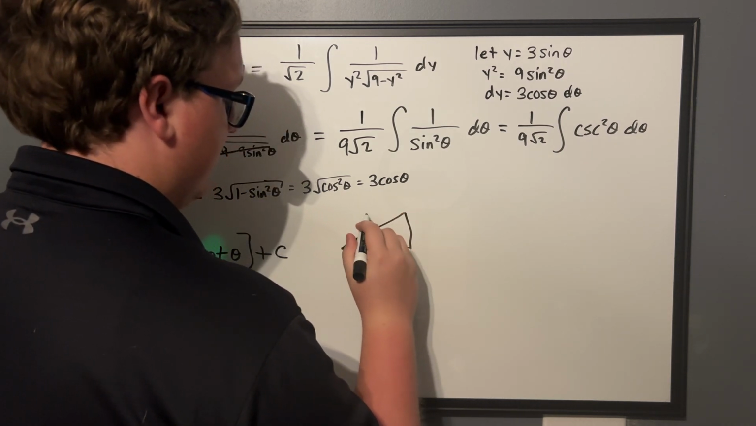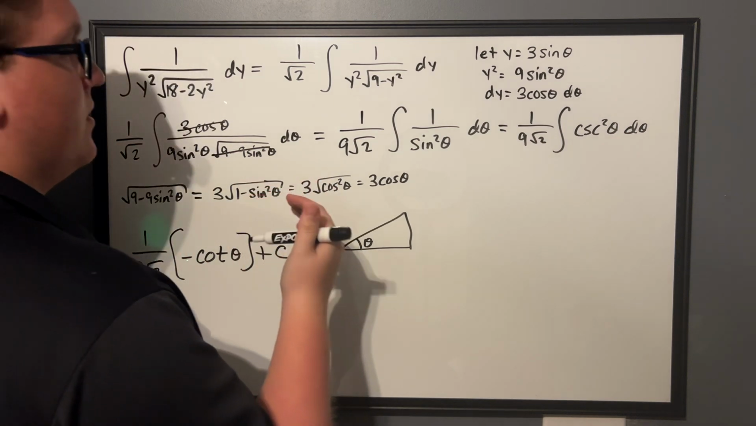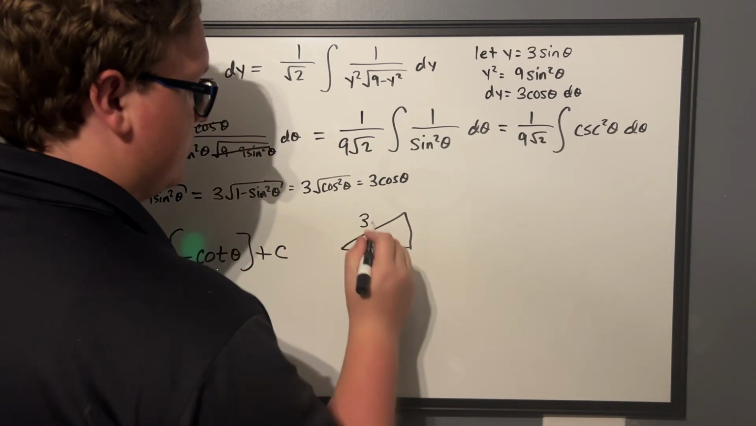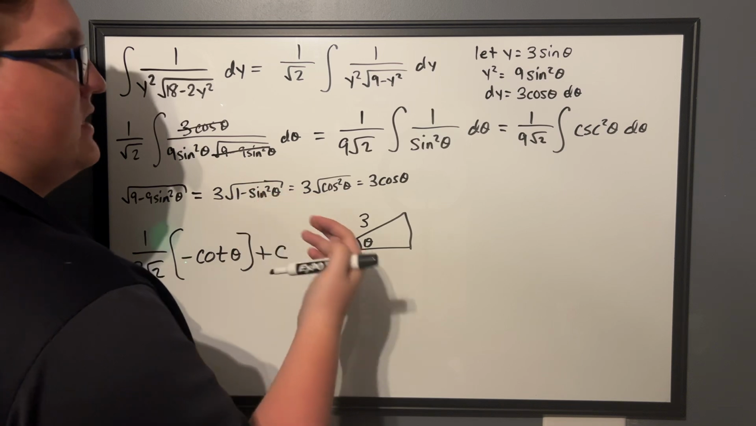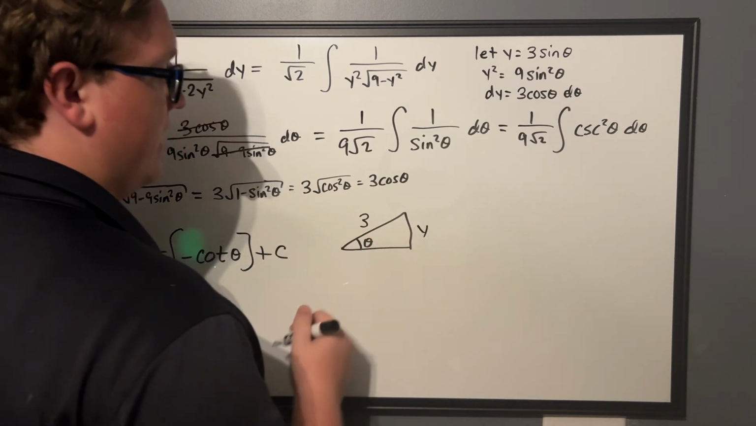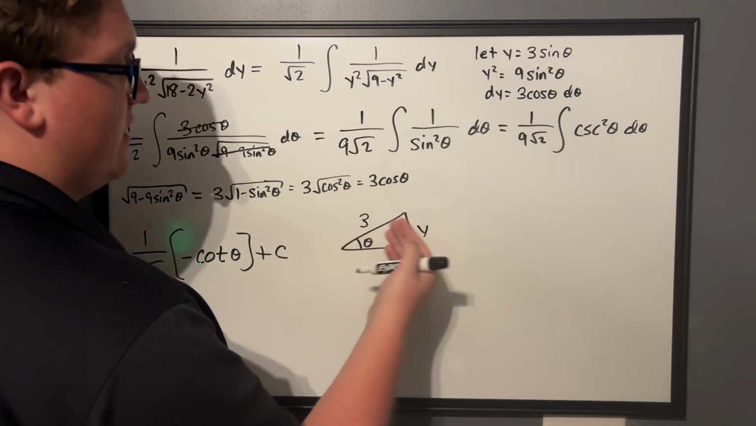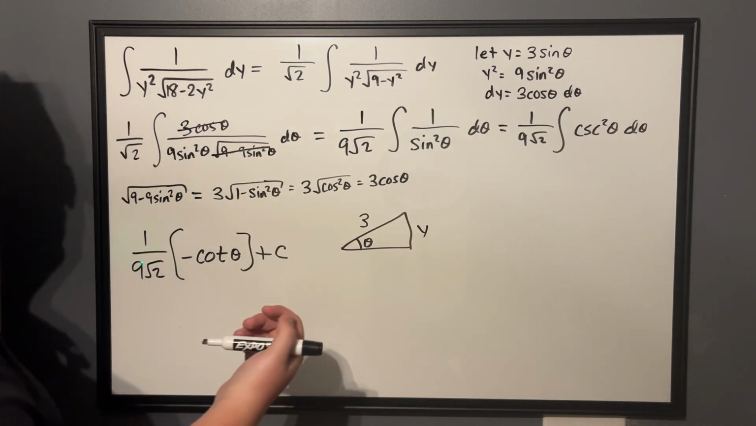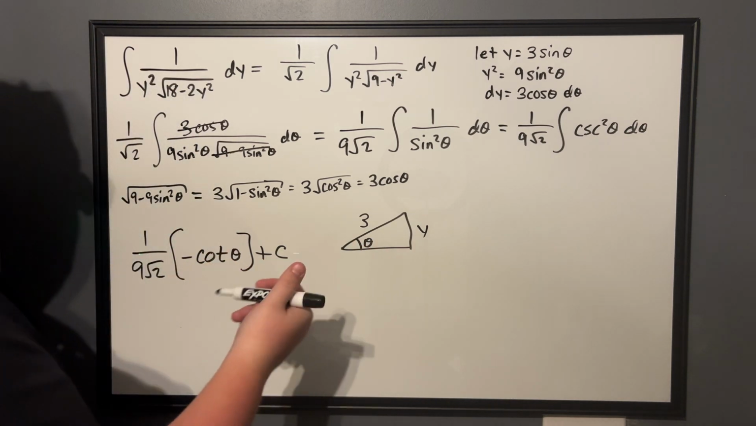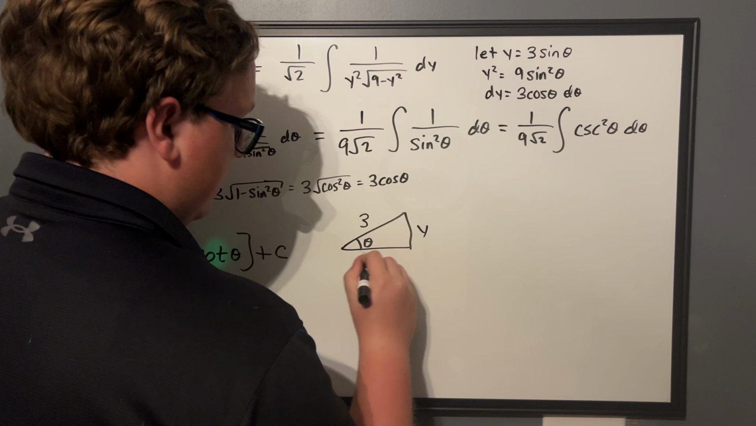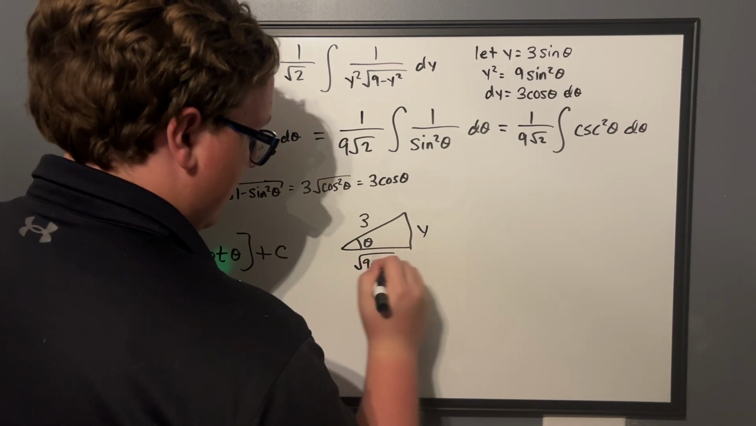If this is theta, we know the hypotenuse is going to be just a, and in our case it was 3. And we said y was 3 sine theta, which means that y needs to be over here, because that would mean that sine of theta is y over 3, and then we just multiply the 3 over. And now by the Pythagorean theorem, this leg of the triangle is the square root of 9 minus y squared.